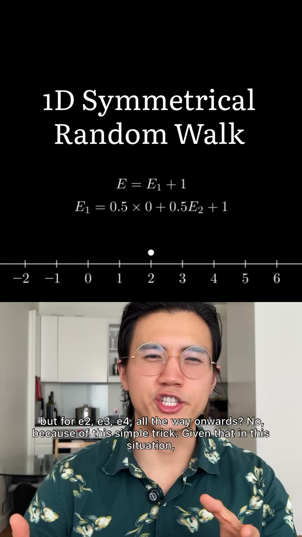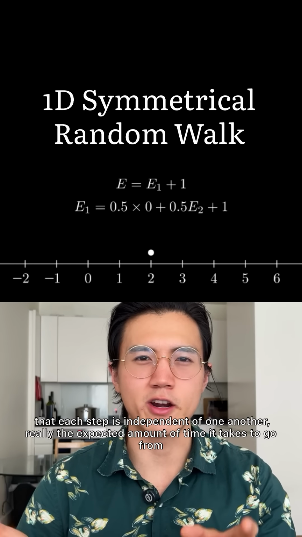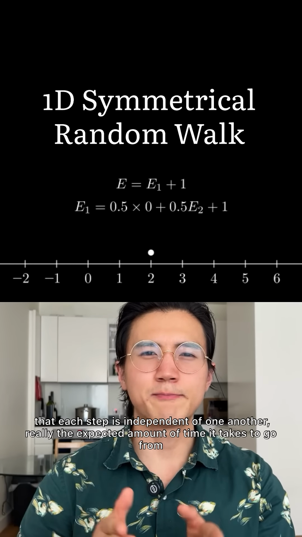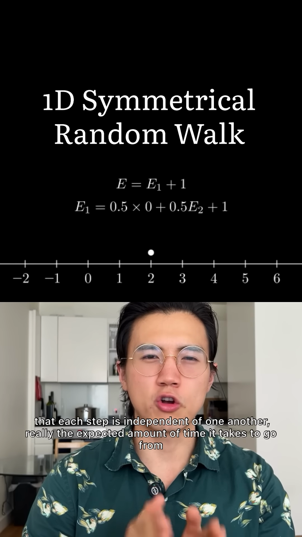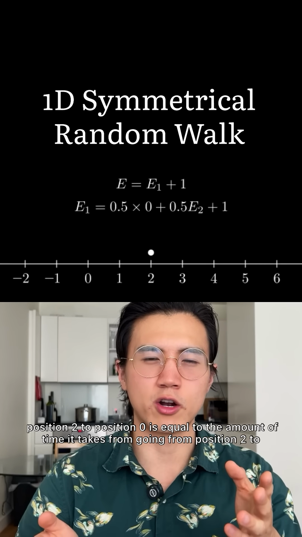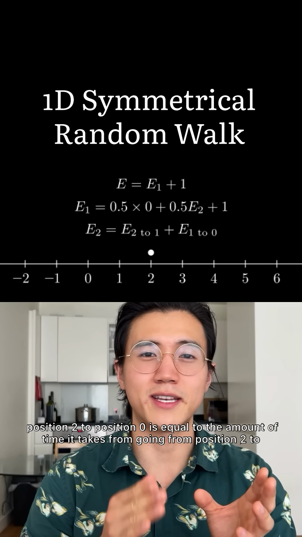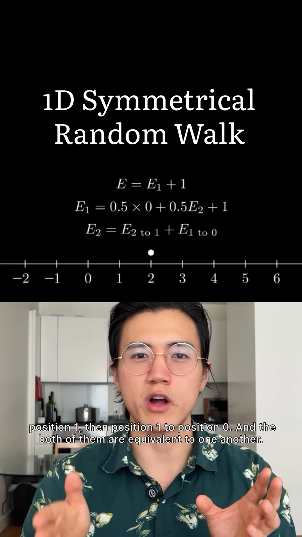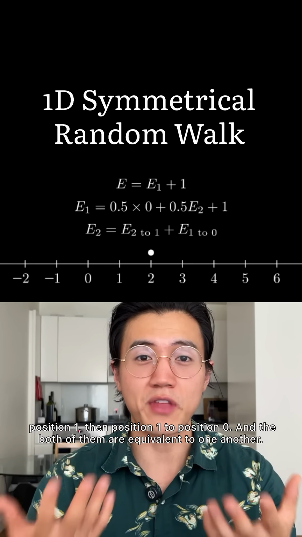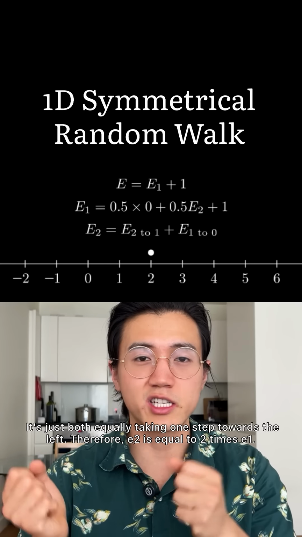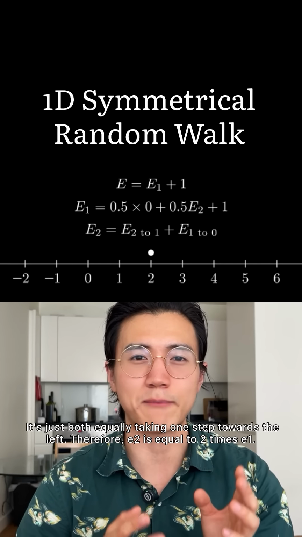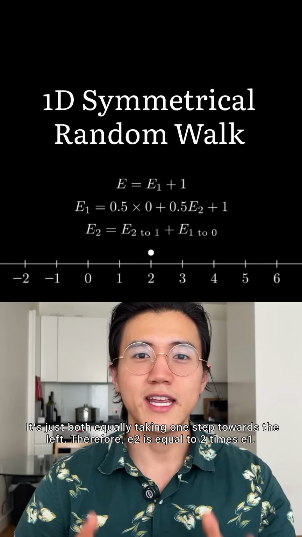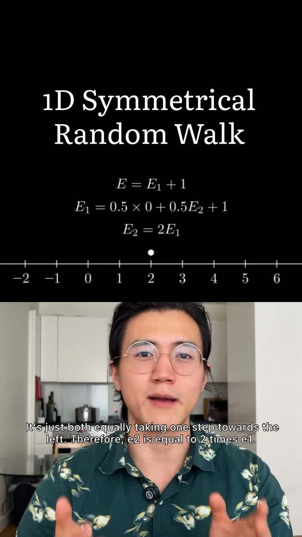Given that in this situation each step is independent of one another, really the expected amount of time it takes to go from position 2 to position 0 is equal to the amount of time it takes going from position 2 to position 1, then position 1 to position 0, and both of them are equivalent to one another. It's just both equally taking one step towards the left. Therefore, E_2 is equal to 2 times E_1.